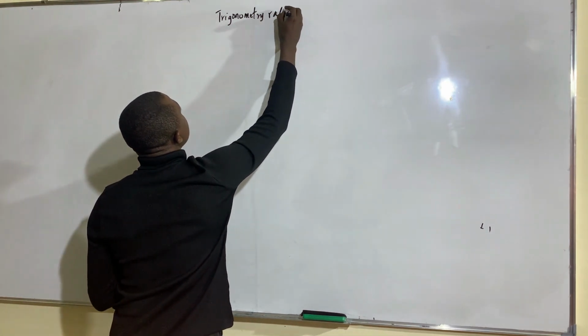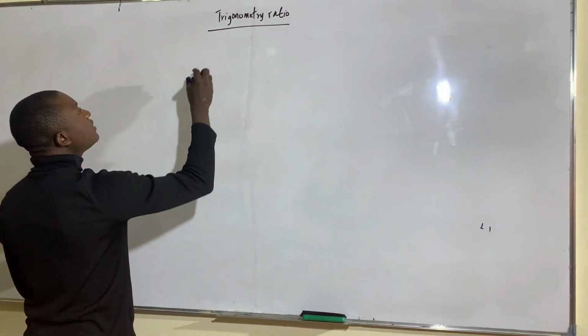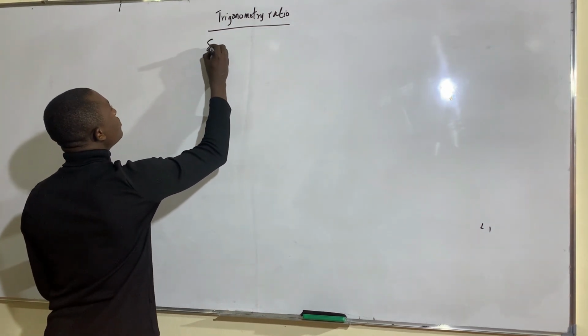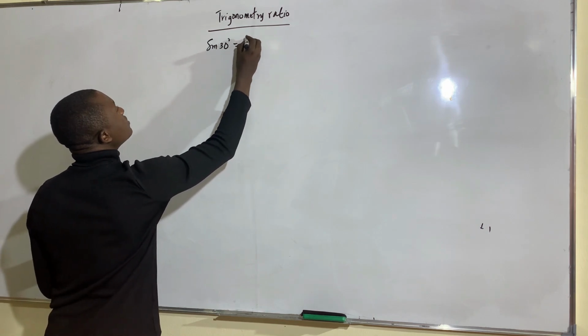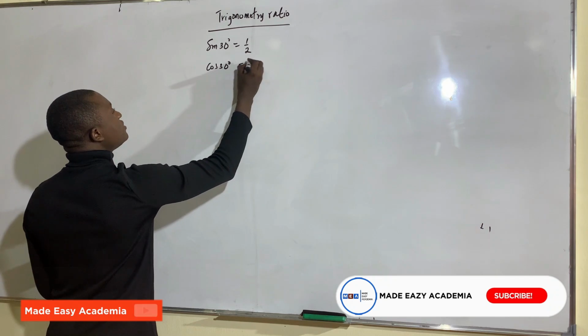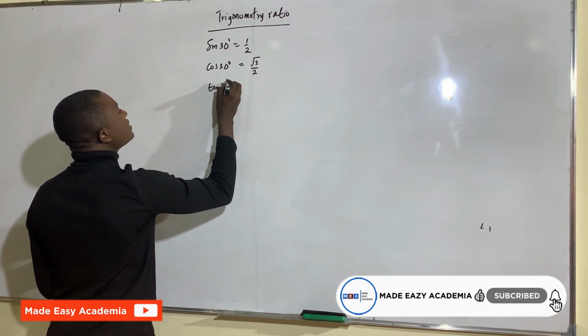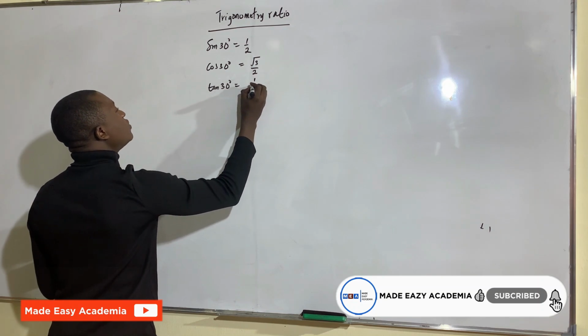Trigonometric ratios. We have already derived all the values one after the other. When we have sine 30, we say that one is nothing but 1/2. When we have cos 30, that one is root 3/2. When we have tan 30, that one is 1/root 3.